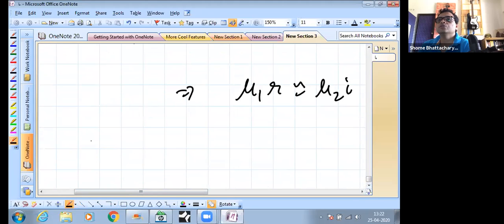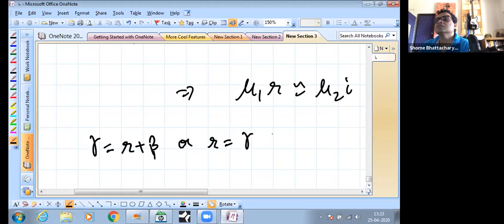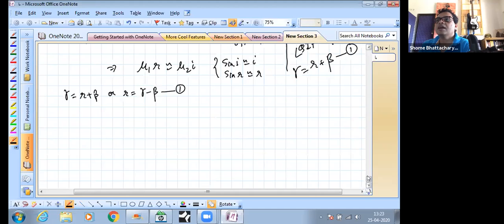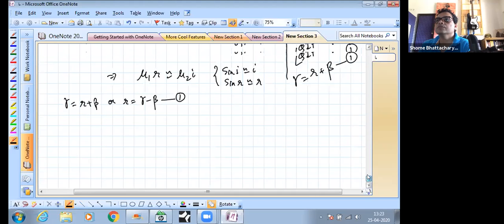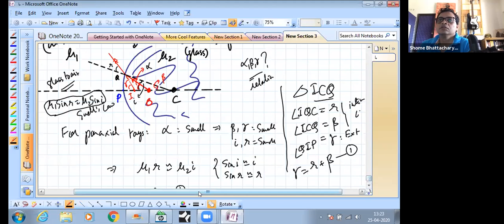So I'll just write it for future reference over here. Gamma is equal to R plus beta, or I can replace R with gamma minus beta. That's my first equation. So now going back to the diagram, I have to fish out another equation from there involving I, and then we are good to go. I will just make some space over here.